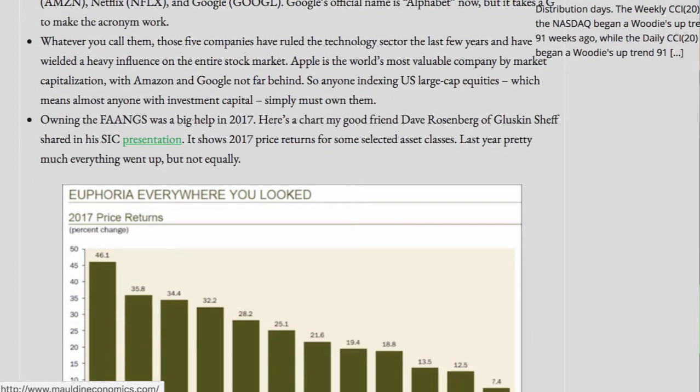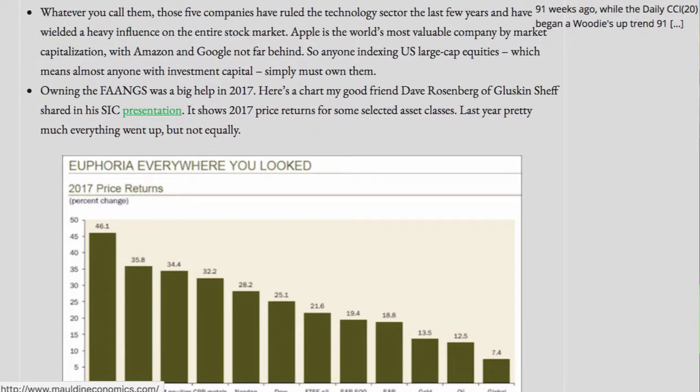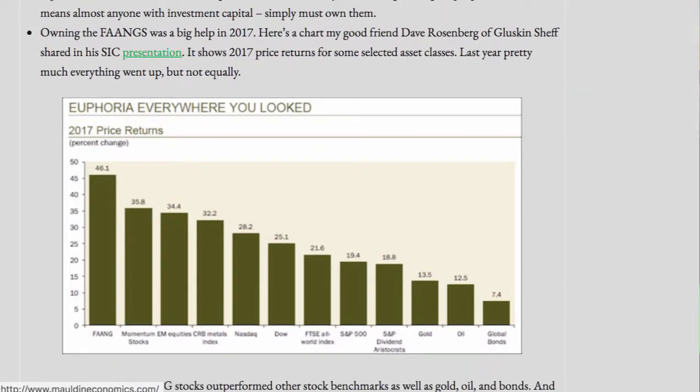Whatever you call them, those 5 companies have ruled the technology sector the last few years and have wielded a heavy influence on the entire stock market. Apple is the world's most valuable company by market capitalization, with Amazon and Google not far behind. So anyone indexing U.S. large cap equities, which means almost anyone with investment capital, simply must own them. Owning the FANGs was a big help in 2017.